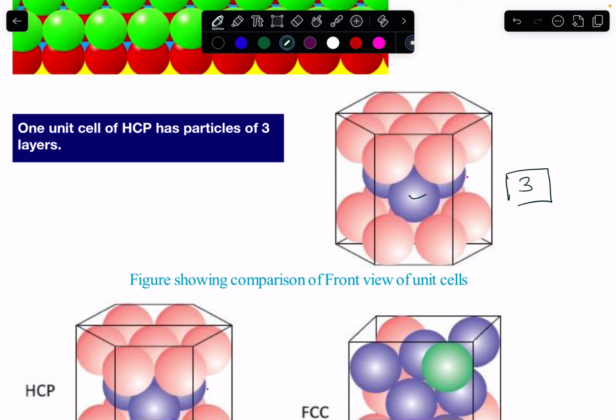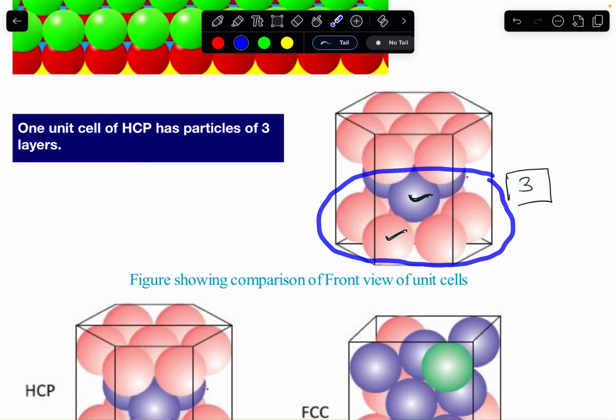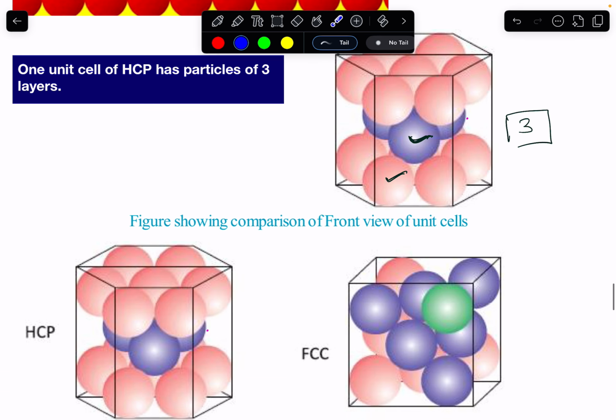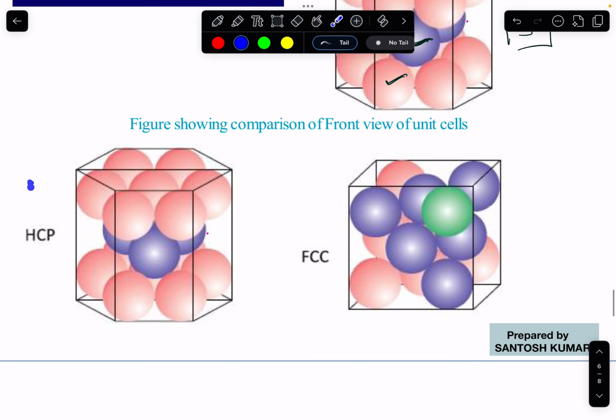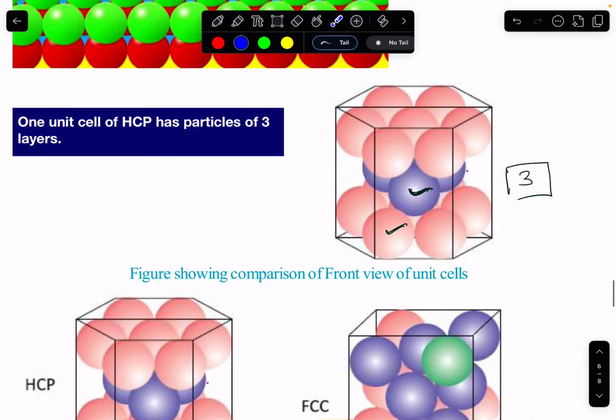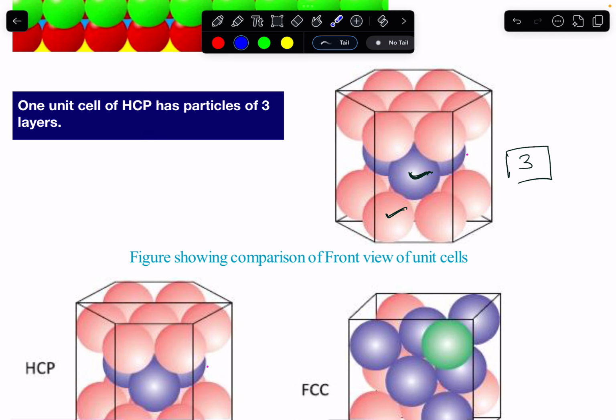So these are actually covering the triangular voids of the first layer. After placing the second layer, you are going to get two types of voids, tetrahedral and octahedral, and the particles of the third layer cover tetrahedral voids. And you can see the comparison. This is an HCP unit cell and this is an FCC unit cell, and this is the layer view of FCC and HCP. Thank you very much.